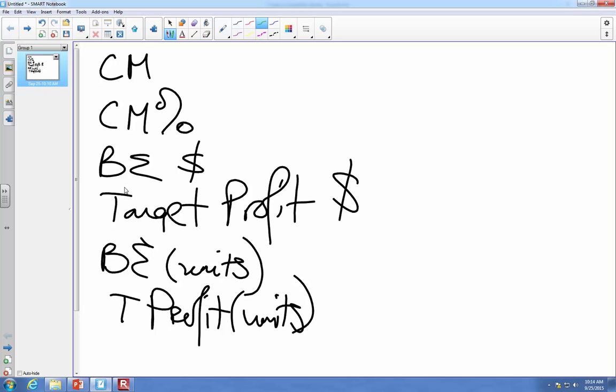Jordan, how would you calculate contribution margin? Sales price minus variable cost. You can do that for a unit or you can do it for the whole kit and caboodle, right?